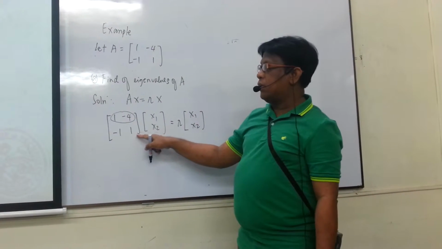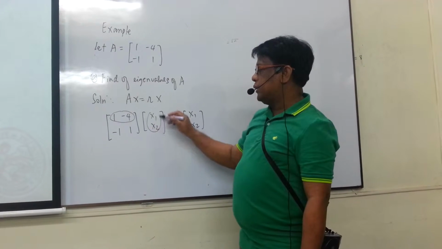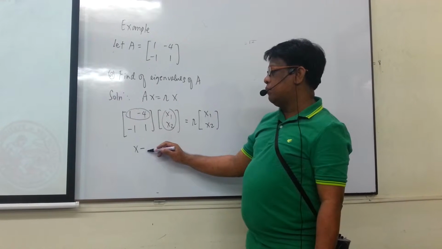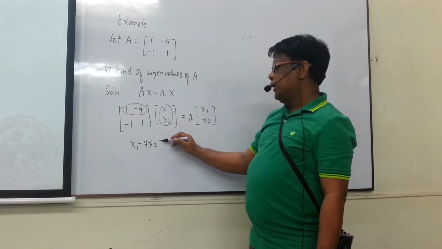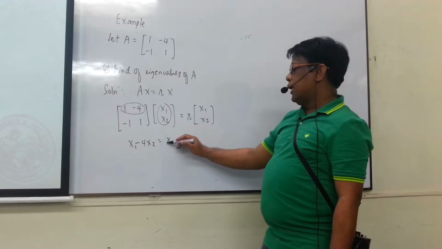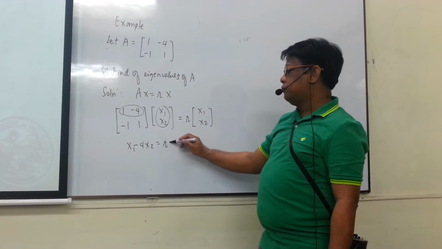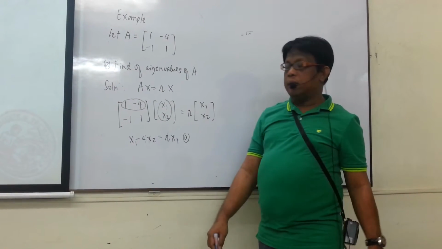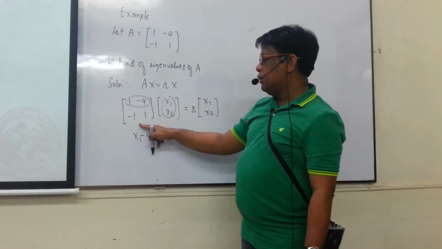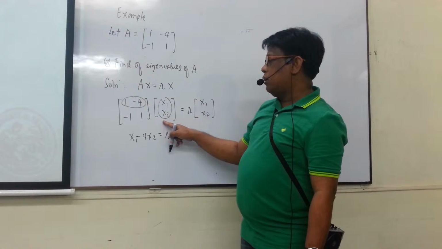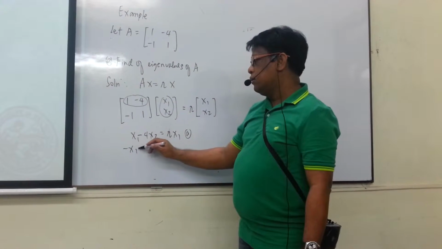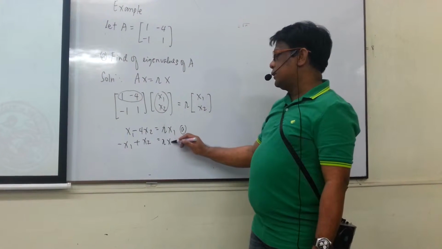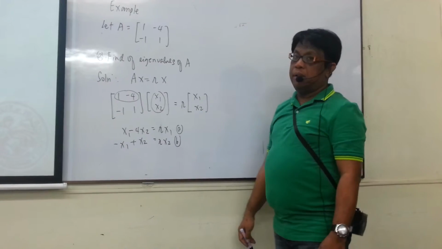the left side of the equation. So we have 1x1 plus negative 4x2, that is minus 4x2, is equal to lambda x1. Let us call this equation A. And then the second equation will be the second row multiplied by the column. We have negative x1 plus x2 is equal to lambda x2. Let us call this equation B.